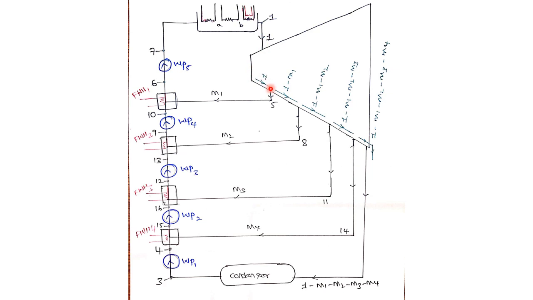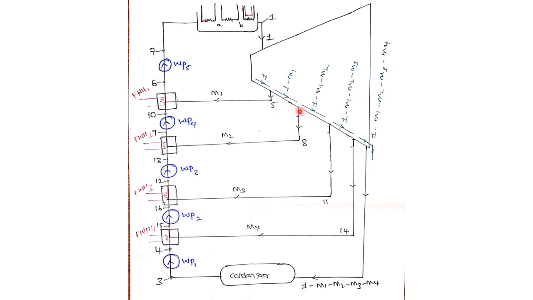So at state 5, what I am doing is taking out M1 amount of steam flow rate, which I will use for the processing. We shall see. Initially it was 1, now you have taken out M1. So what is the remaining? That is 1 minus M1 will flow, that means it will expand further, from 5 to 8, with 1 minus M1.